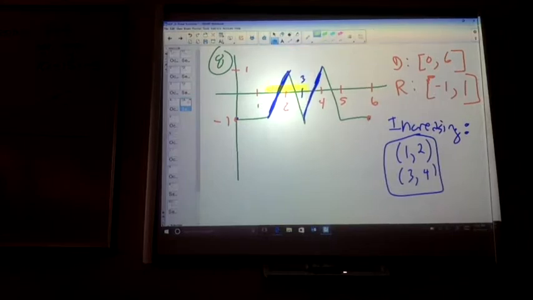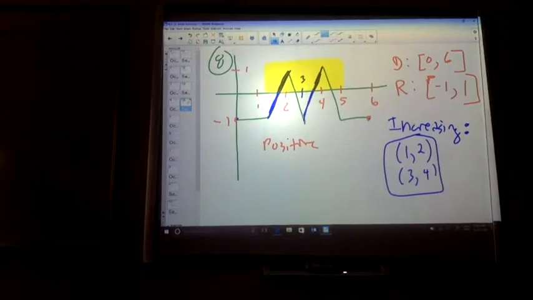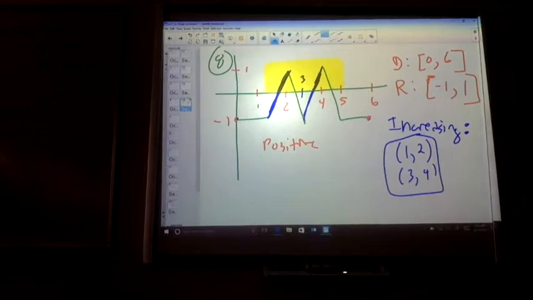Okay, positive is anything above our line. So in that yellow region, that's all positive. It's above the x-axis, okay? So where is it positive? So I'm starting from, where does it appear that it goes? This is the point right here, like 1.5. And this is the point here, 4.5.